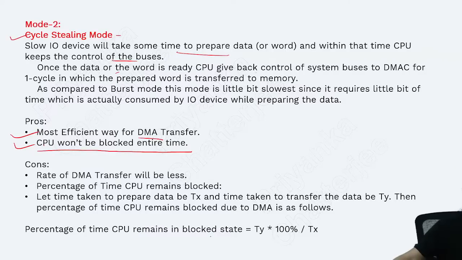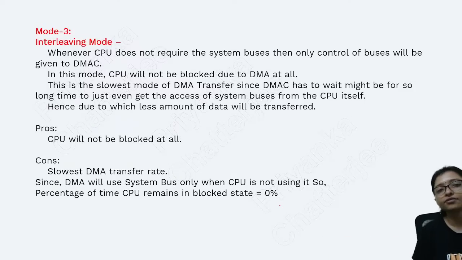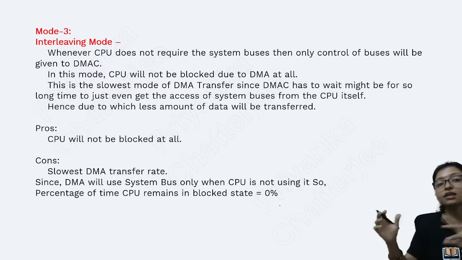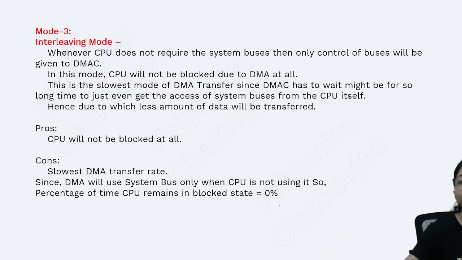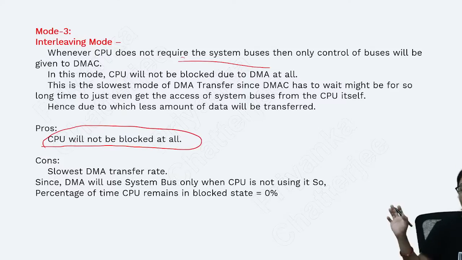So here you can see the block state, that is the formula. Now the interleaving mode. Interleaving means in between. When the CPU does not require the system bus, when the system bus is free, at that time DMA will get the control, and that's why the CPU will not block at all. No blockage of CPU. Here 0% blockage of CPU in this mode, that is called interleaving mode.